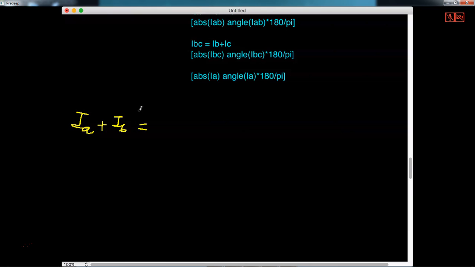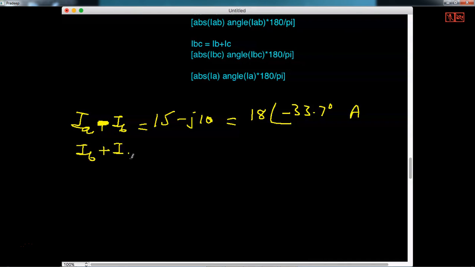And similarly, this is IA minus IB. So this is IB plus IC equal to 15.3 plus j11.7, which is equal to 19.28 at an angle of 37.3 degrees.